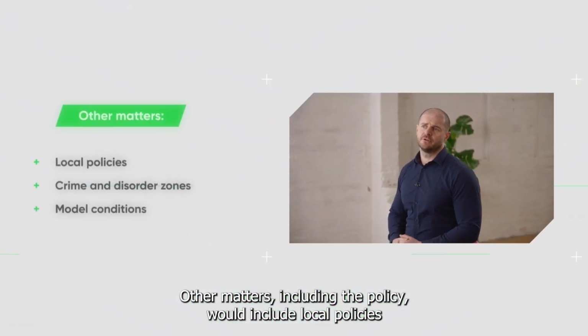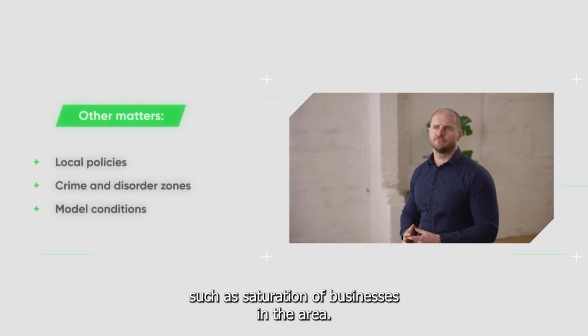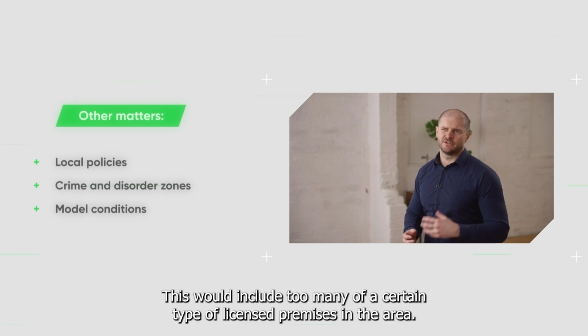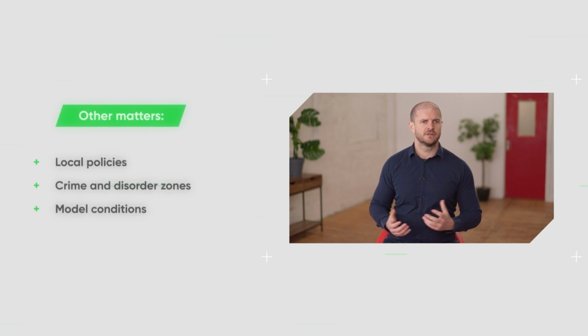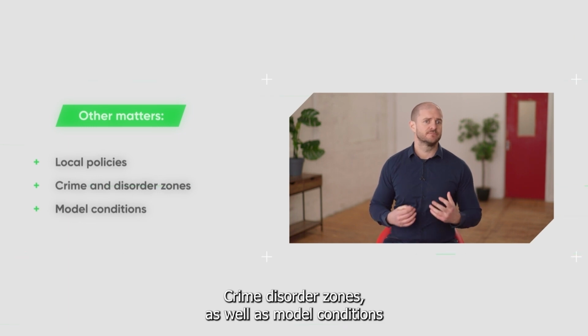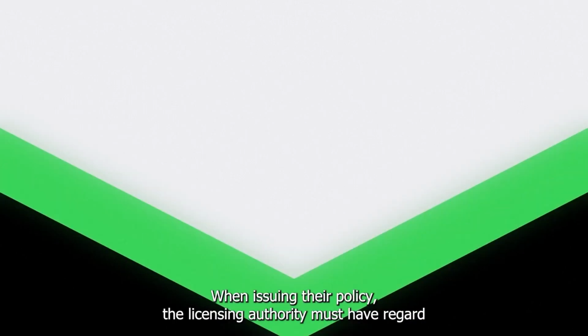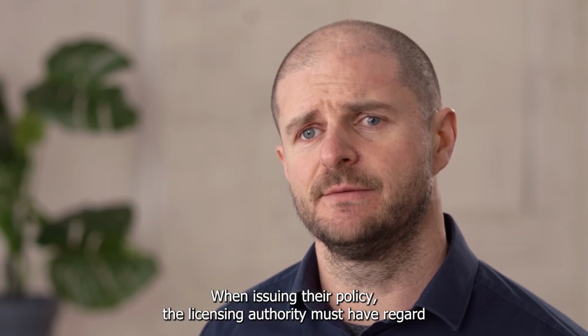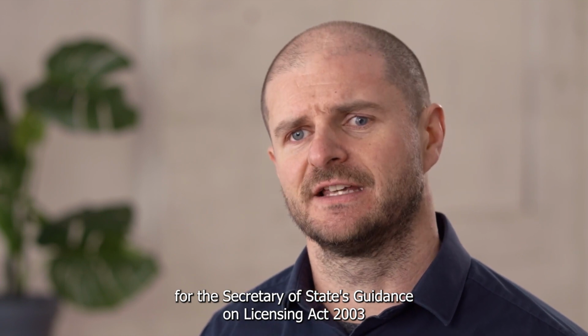Other matters included in the policy would include local policies such as saturation of businesses in the area. This would include too many of a certain type of licensed premises in the area, crime and disorder zones, as well as model conditions that should be followed in the application. When issuing their policy, the licensing authority must have regard for the Secretary of State's guidance on Licensing Act 2003.